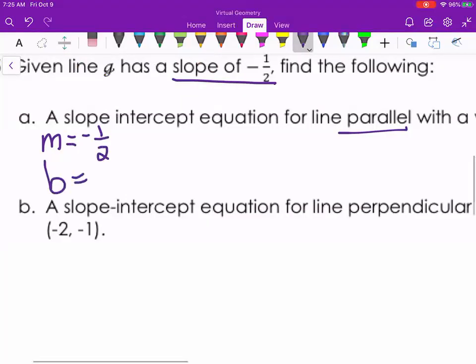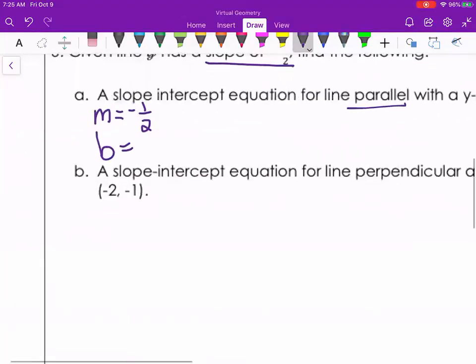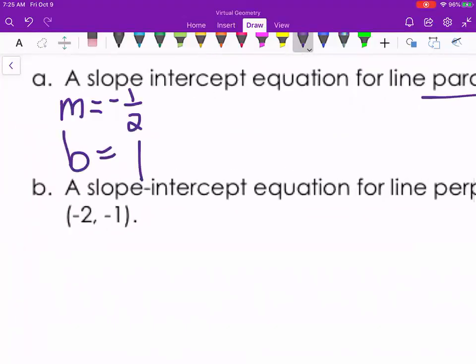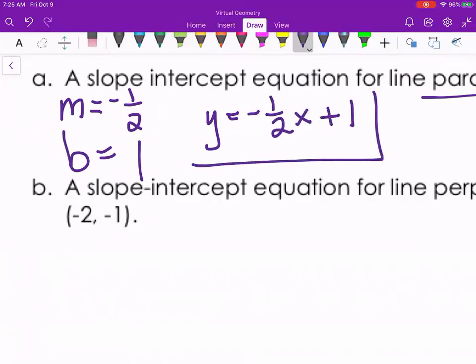My b value was that +1. Now I can write my equation. So y equals -1/2 x plus the 1. And there's my parallel.